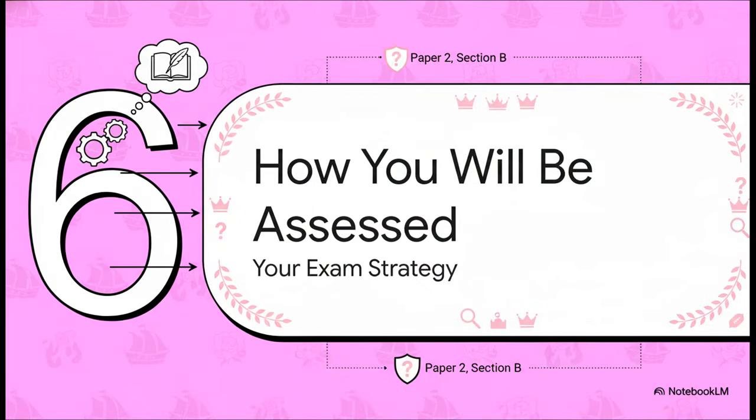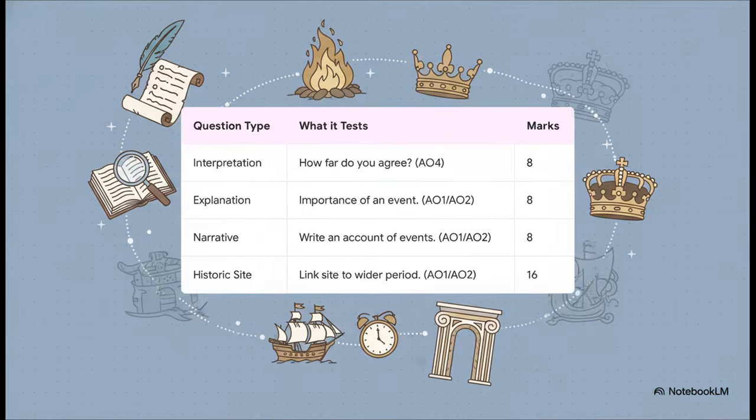Okay, let's pull all of this together. Knowing the content is half the battle, right? The other half is knowing the game. It's understanding exactly how the examiners are going to test you on this stuff. So this is your strategy for Paper 2, Section B. Think of this table as your game plan. You're going to face 4 types of questions.